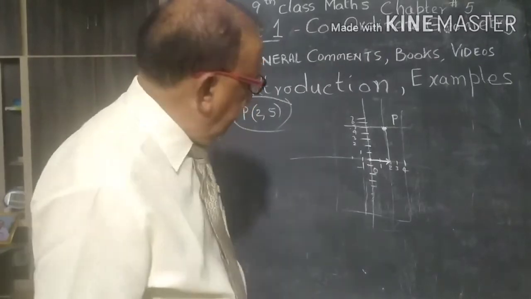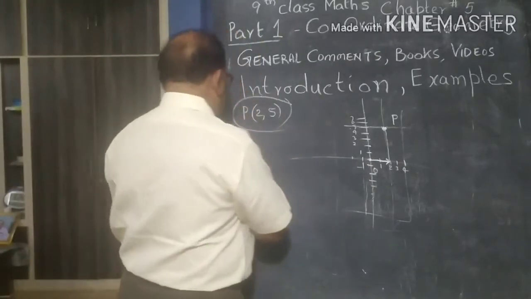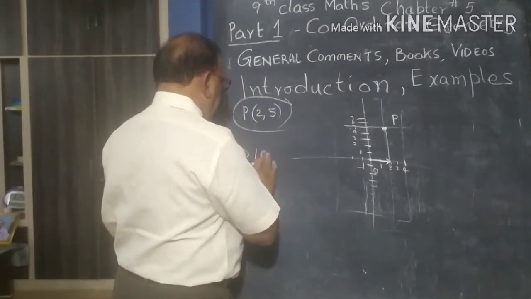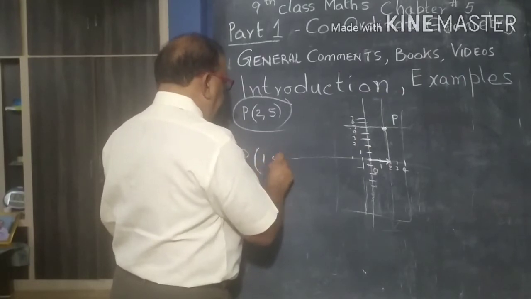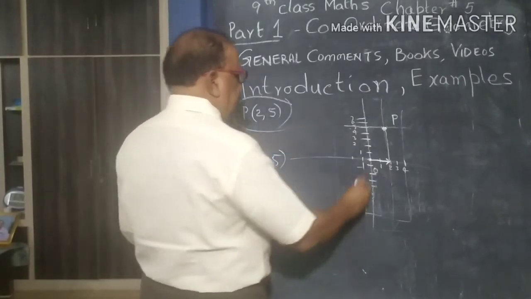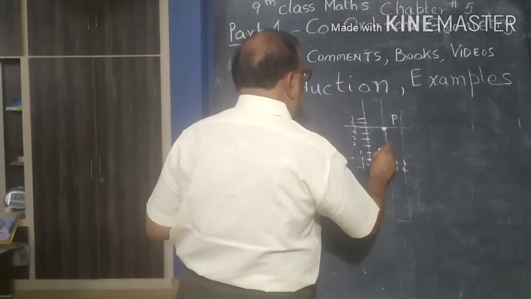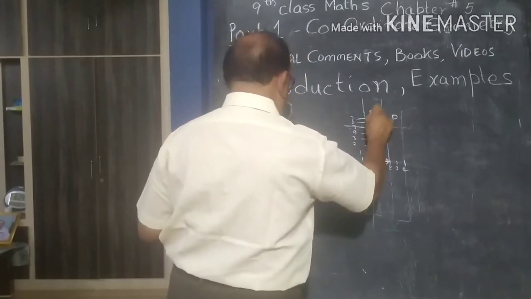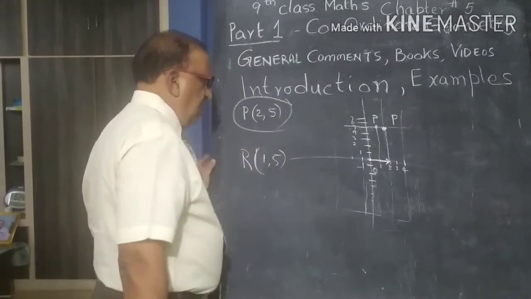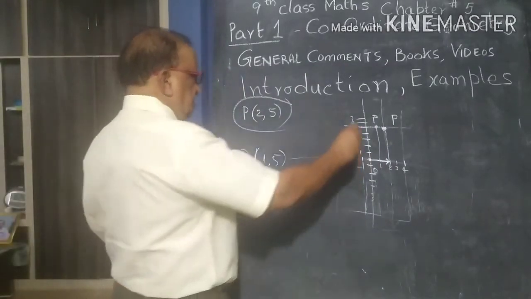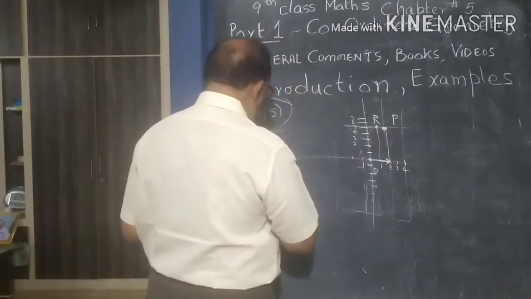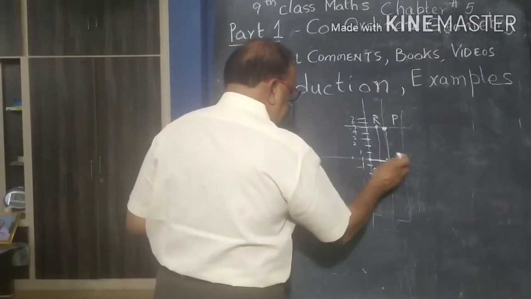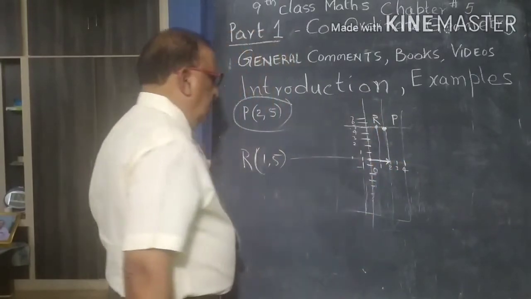Like I said, let's say P(1, 5), that means you go 1 and then 5 units. So this is your point P, or I will call it R. Okay? R, this is R. So you go 1 unit along the x-axis and 5 units along the y-axis.